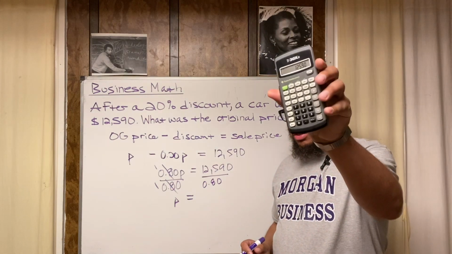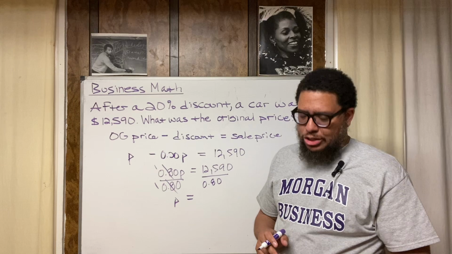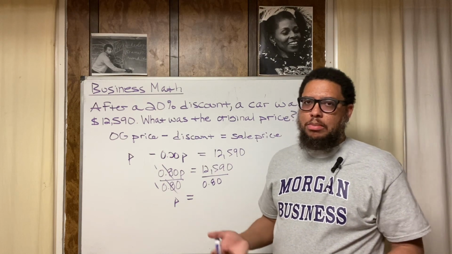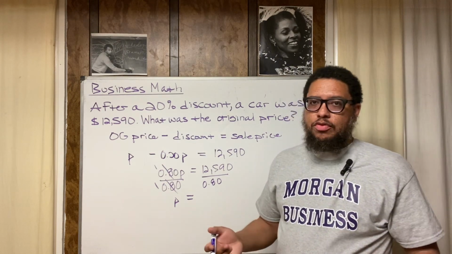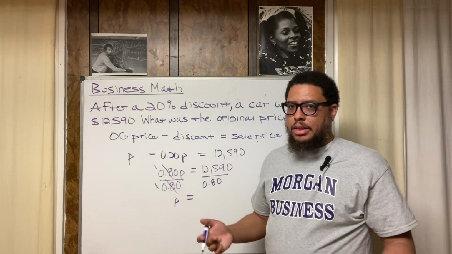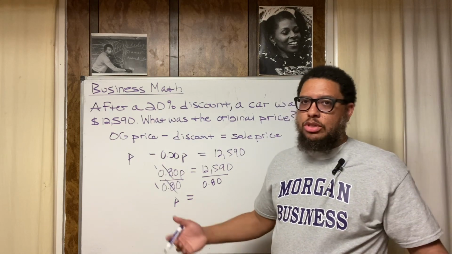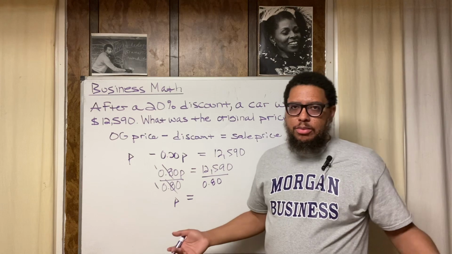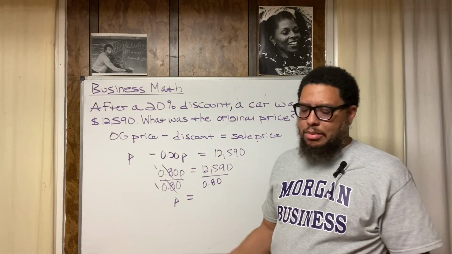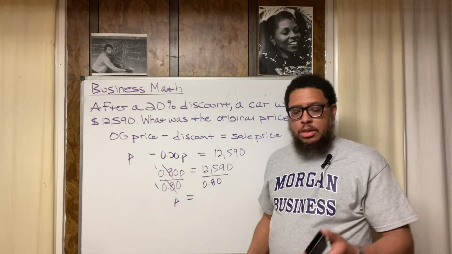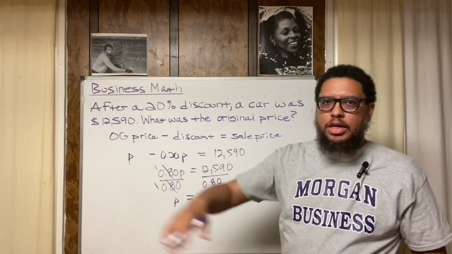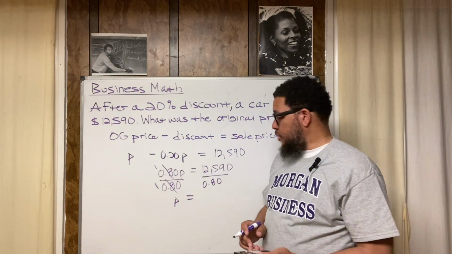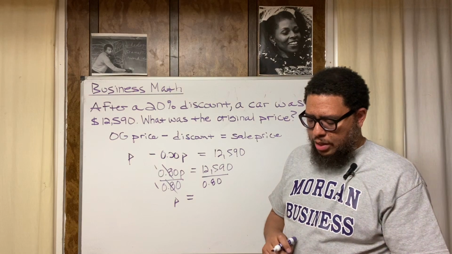12,590. See, always keep a calculator on you. Try not to use your phone calculator because your phone can be distracting, you know what I'm saying? Next thing you know, you get a text message from somebody. Now you're distracted. You get an Instagram notification, a TikTok notification, or something like that. Just use one of these. Tune out the distractions. Keep your phone over there somewhere. All right? 12,590 divided by 0.80.